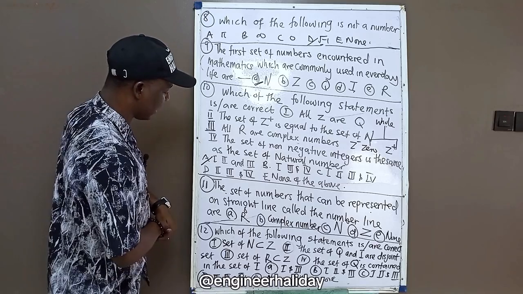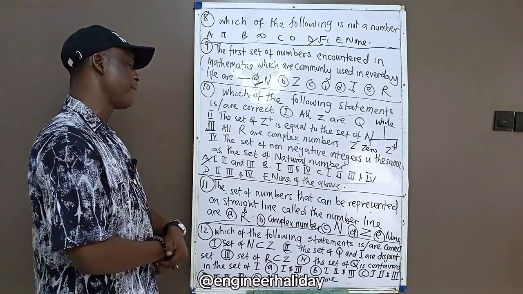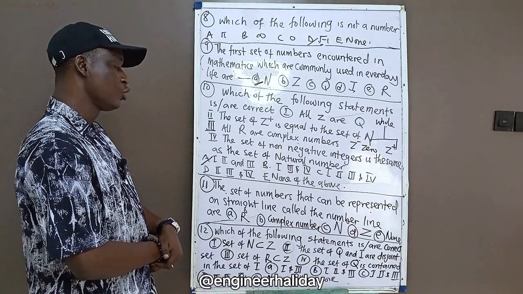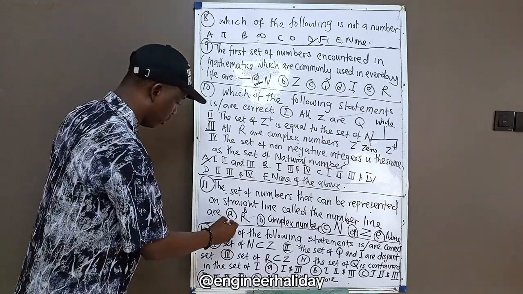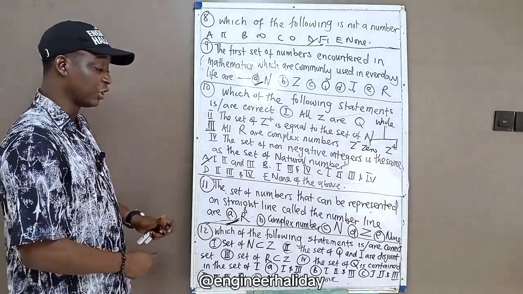Now let's go with the 11. The set of the numbers that can be represented on a straight line called the number line is real numbers. So real numbers are represented on the number line.